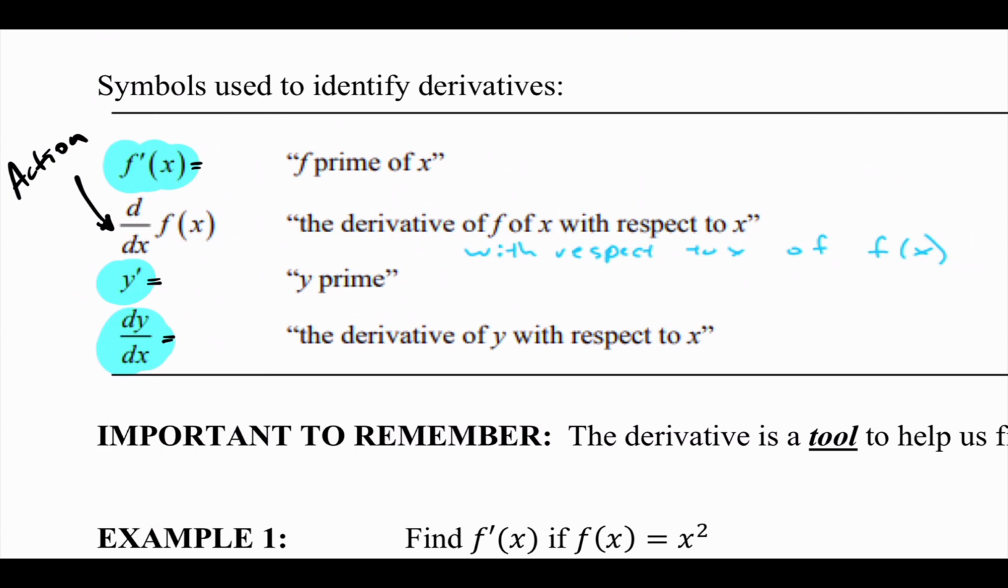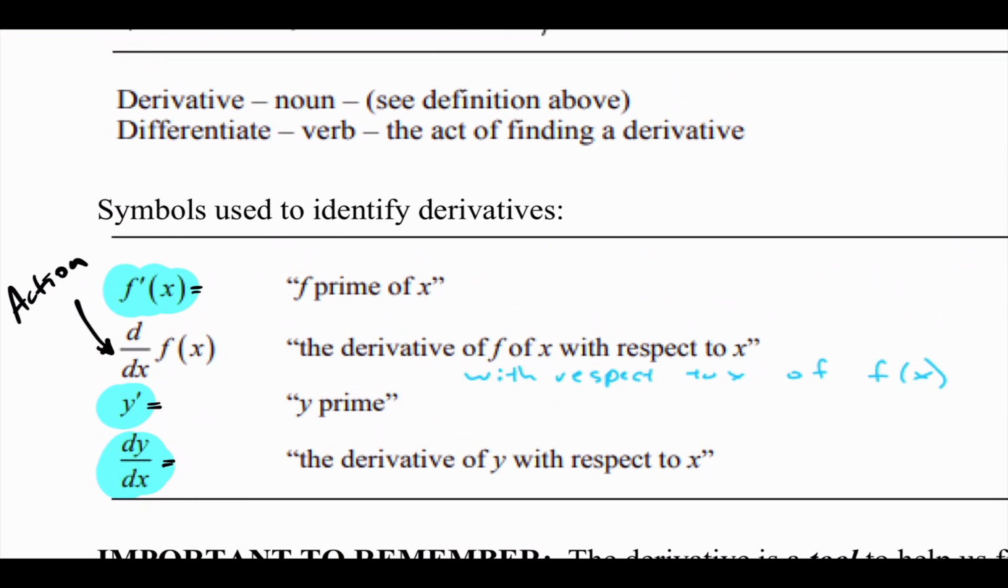D over dx means to differentiate. What does differentiate mean? It's the verb. Find a derivative. So if you see it says differentiate, it means find the derivative. They want you to do something. Derivative on its own is just a noun, right?